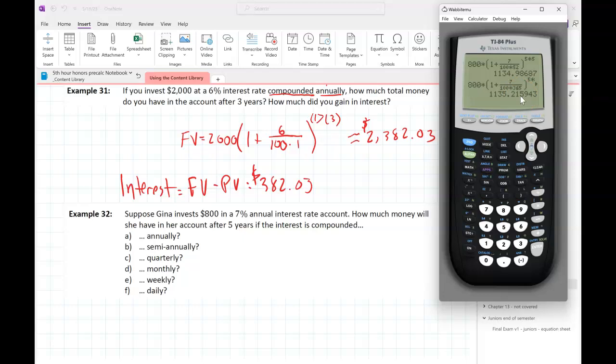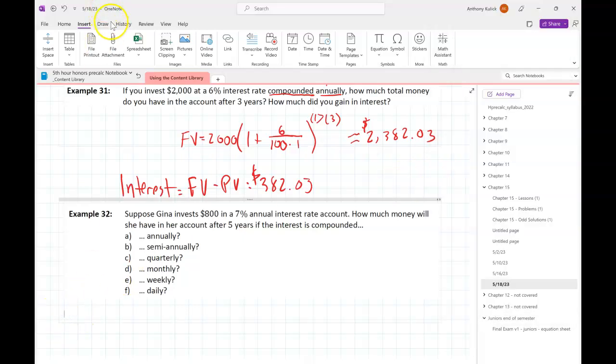So the moral of the story is, number of compounds per year, not a big deal, right? It's better, the more compounds the better, but like, dude, give me a better interest rate than the compounds. In the end, it doesn't make a huge difference. Everybody's cool with the takeaway there? All right.